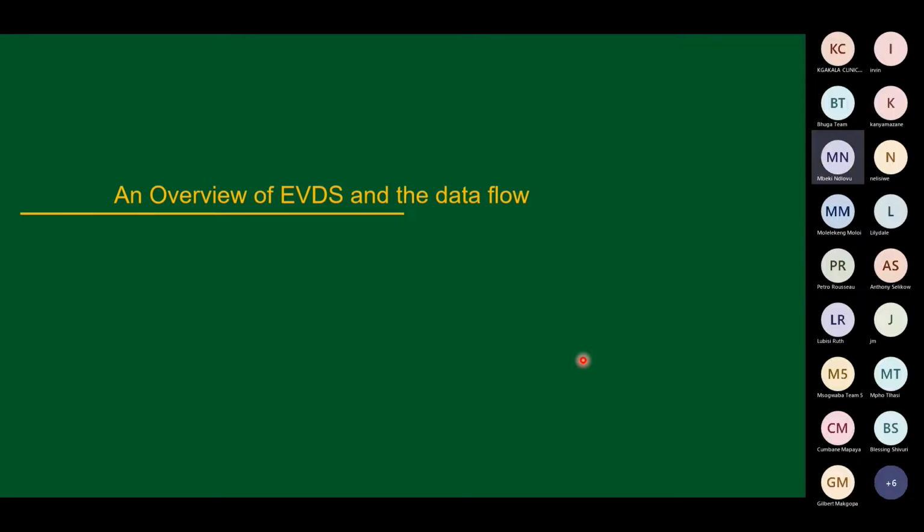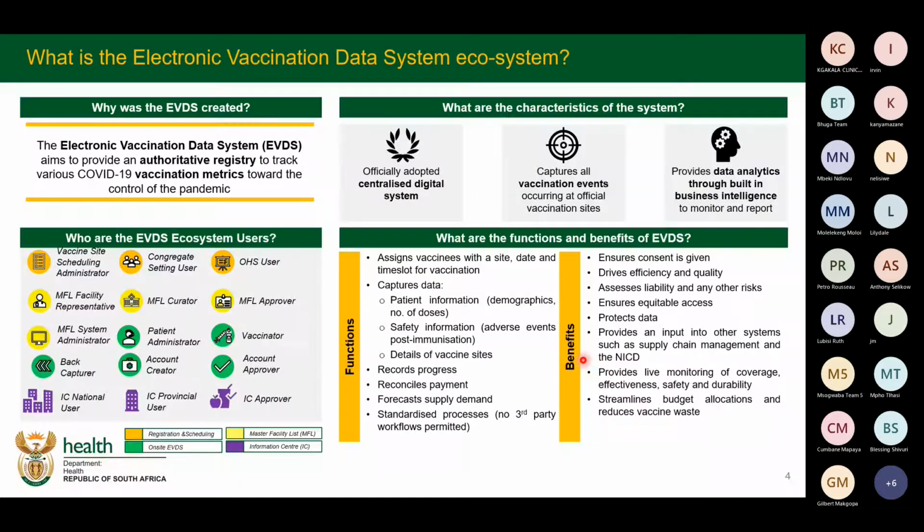Now, I think in order for us to understand this much better, we have to start with the overview of the Evds. Now, the first question is, what is the Evds? The Evds is the Electronic Vaccination Data System, which aims to provide an authoritative registry to track various COVID-19 vaccination metrics towards the control of the pandemic. What are the characteristics? The characteristics are that this is an officially adopted centralized digital system. It allows us to capture all vaccination events occurring at official vaccination sites. It provides data analytics through built-in business intelligence to monitor and report.